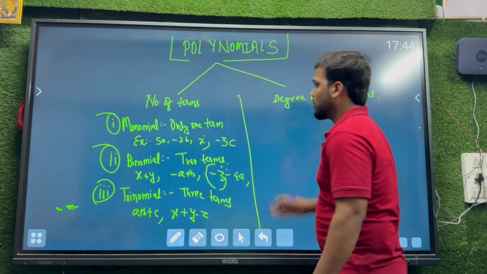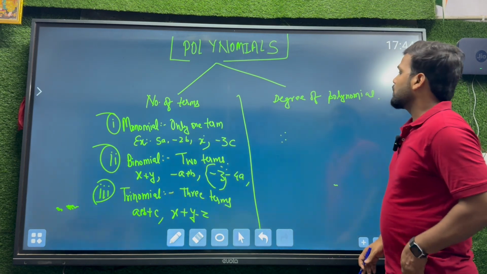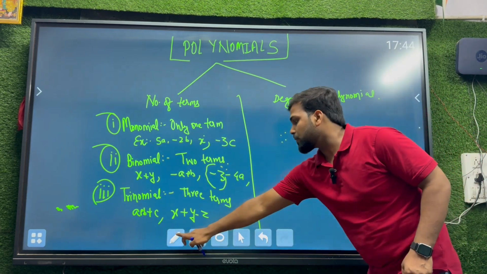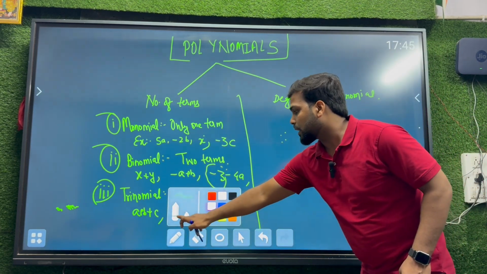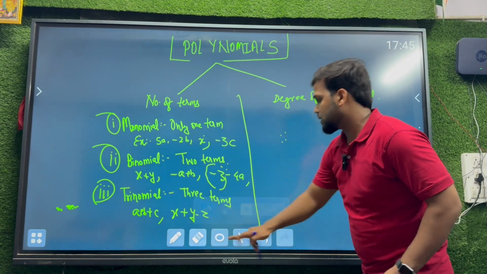Now we'll define the polynomials based on degree of the polynomial. So let's define it from the starting. Okay, just 1 second.